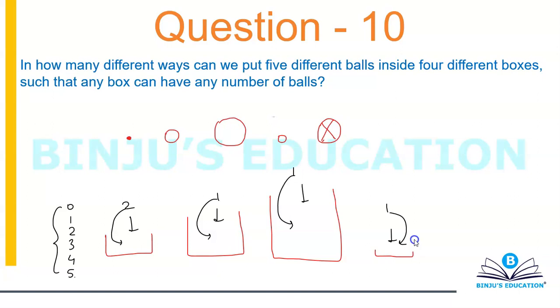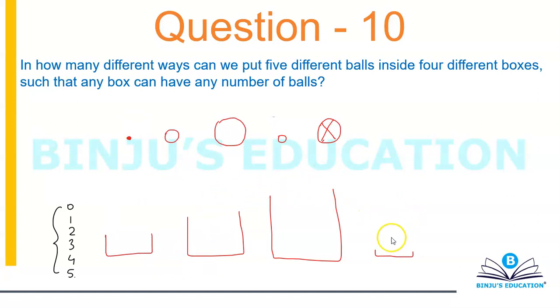So it's not feasible for me to think from the box's perspective, because there are going to be a lot of cases and I can't keep on adding all the cases. I need to figure out another way. So what can we do? Let's start thinking about this question from the perspective of a ball.